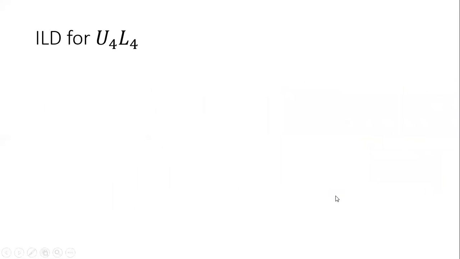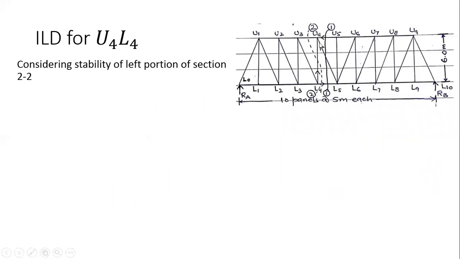Next, I have to calculate U4 L4. Both the 4 and 4 are here, so this means that it is a vertical member. If suppose that here it is L5, then U4 L5 means it is an inclined member. So considering the stability of the left portion of section 2.